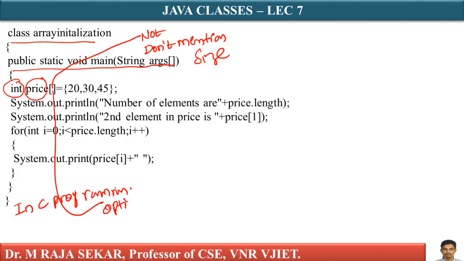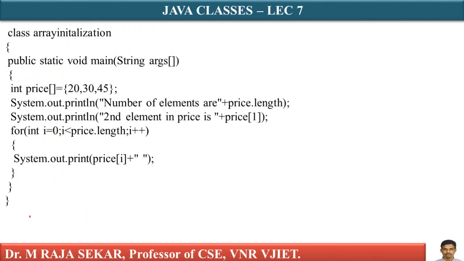Optional means if you are interested, you can mention the size in the C language. If you don't want to mention size, it also works. But in the case of Java programming language, you should not mention size. If you mention size, it will generate an error. You should not mention size. Whereas in the context of C programming language, if you want, you can mention size. Otherwise also it works.